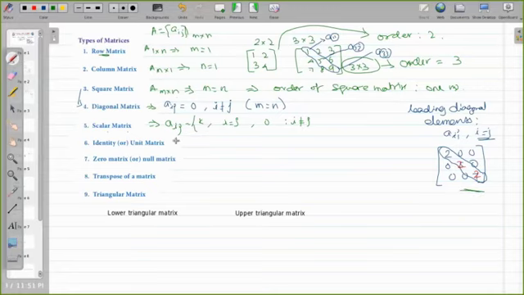Now we come to the identity matrix or unit matrix. Children, the scalar matrix we said from the diagonal only, because we talk about the diagonal elements only.